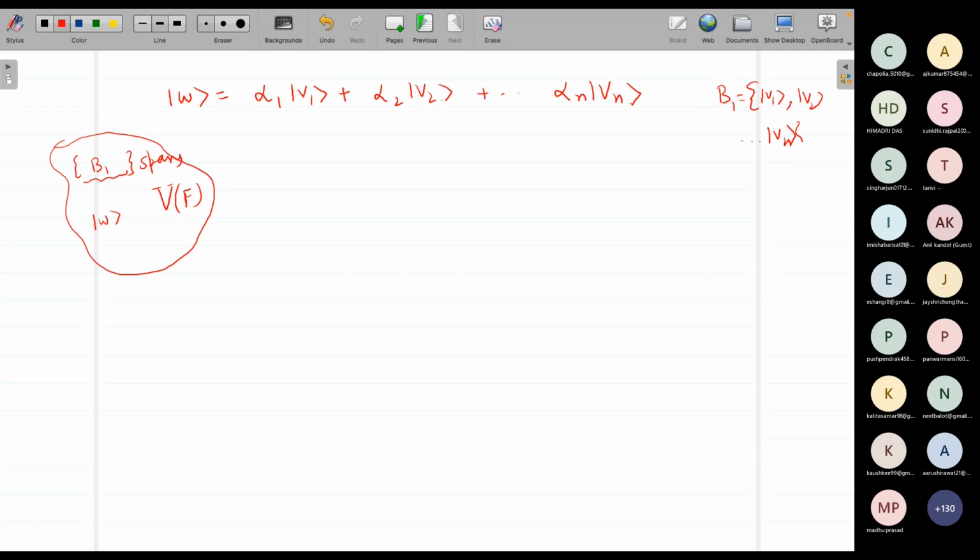You need to know only these V1, V2 and up to Vn, and then you keep on multiplying with the alphas and then keep on adding vectors using, of course, the rules.